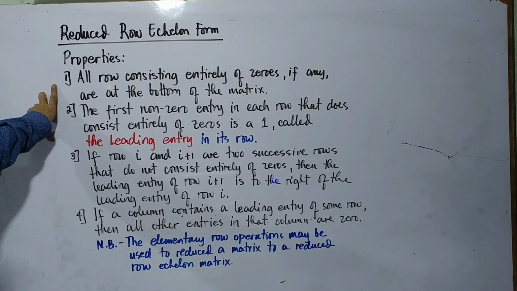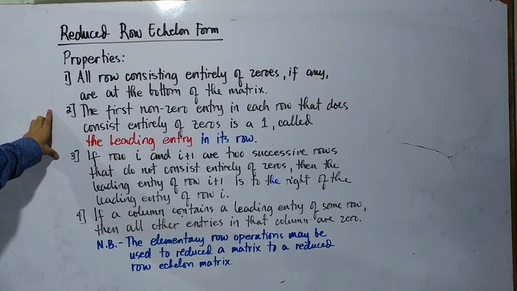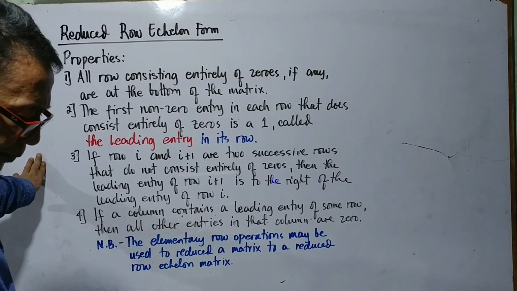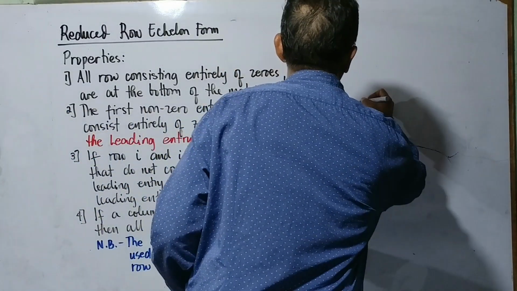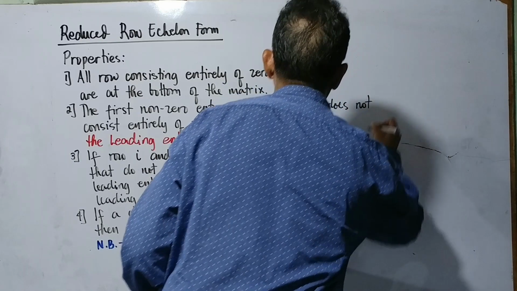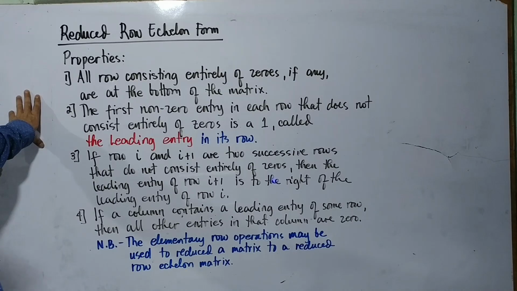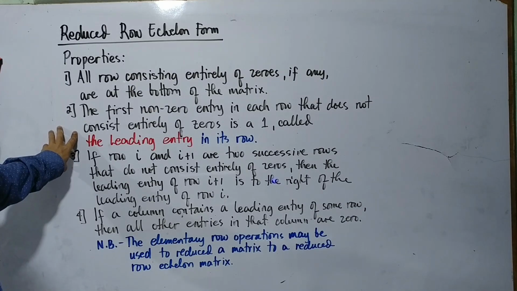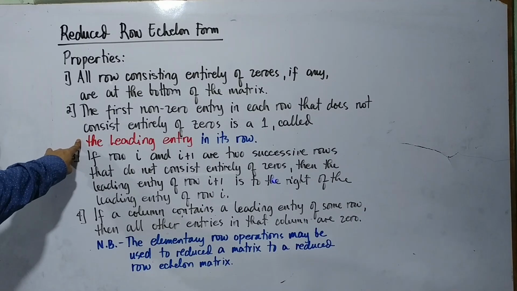Number 1, all rows consisting entirely of zeros, if any, are at the bottom of the matrix. Number 2, the first non-zero entry in each row that does not consist entirely of zeros is a 1. We call it the leading entry in each row.